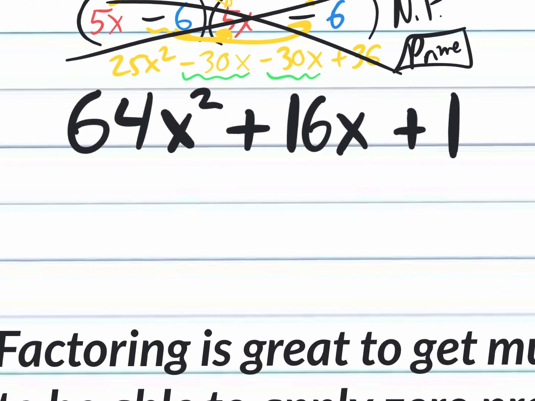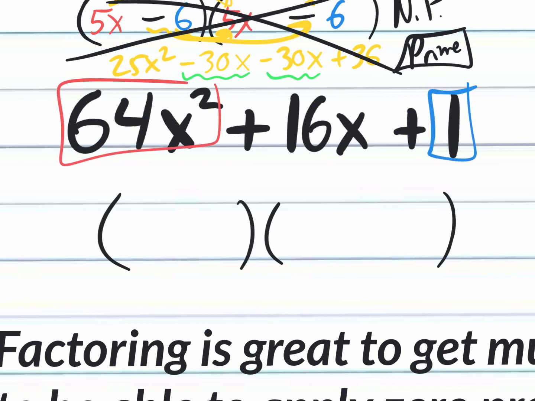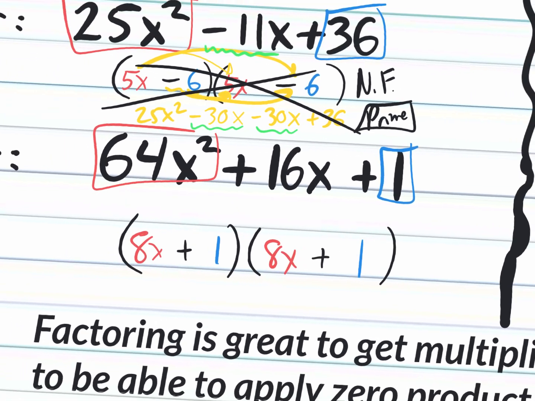We do have a perfect square term in the front. We do have a perfect square term at the back. So jumping right into our factored form answer format, what will it be? The square root of 64x squared, 8x, 8x. How about the square root of 1? 1 and 1. How about the signs? Both plus. And that's it. Cool? So I think we've done several examples of having a perfect square quadratic trinomial.